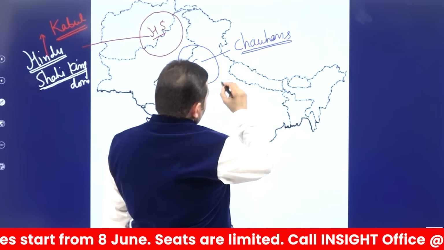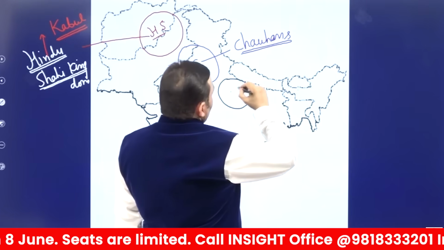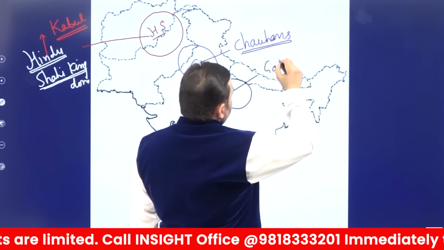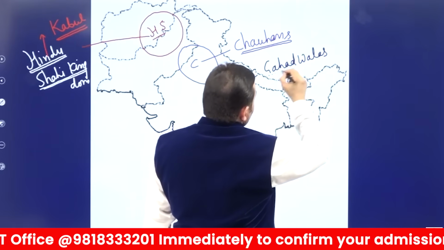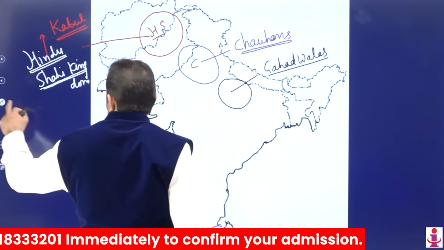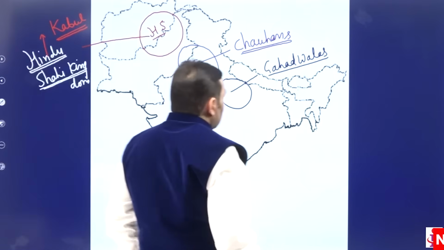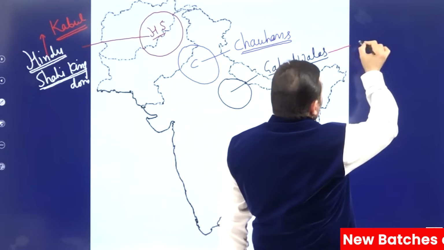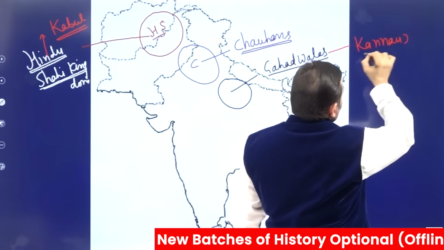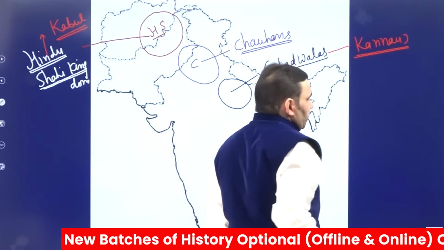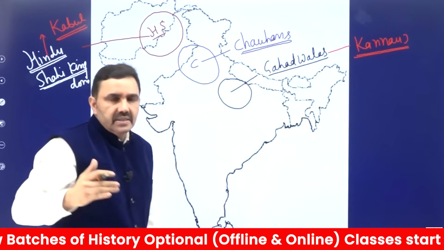Gangetic Valley was ruled by Gahadwalas. Gahadwala kingdom of Kannauj. Jaichand was the most infamous king of this dynasty.